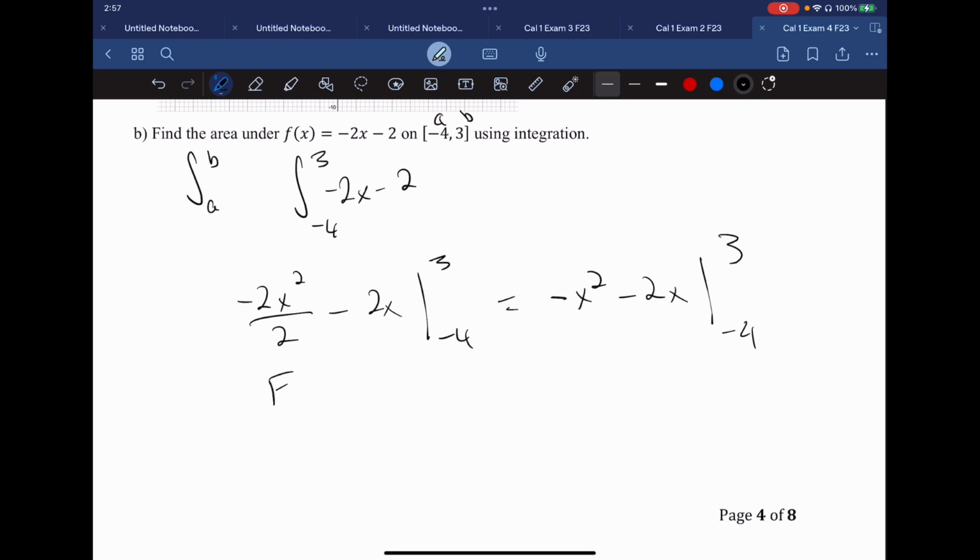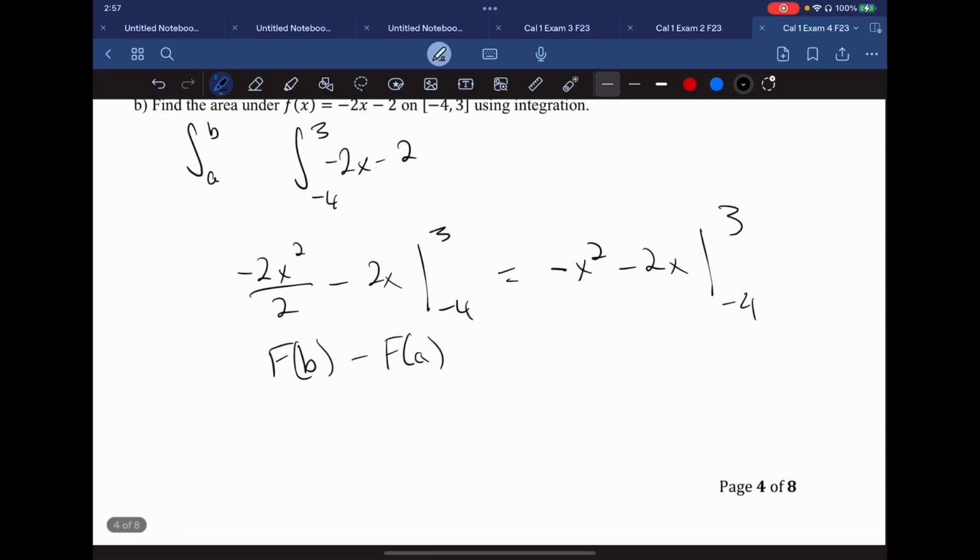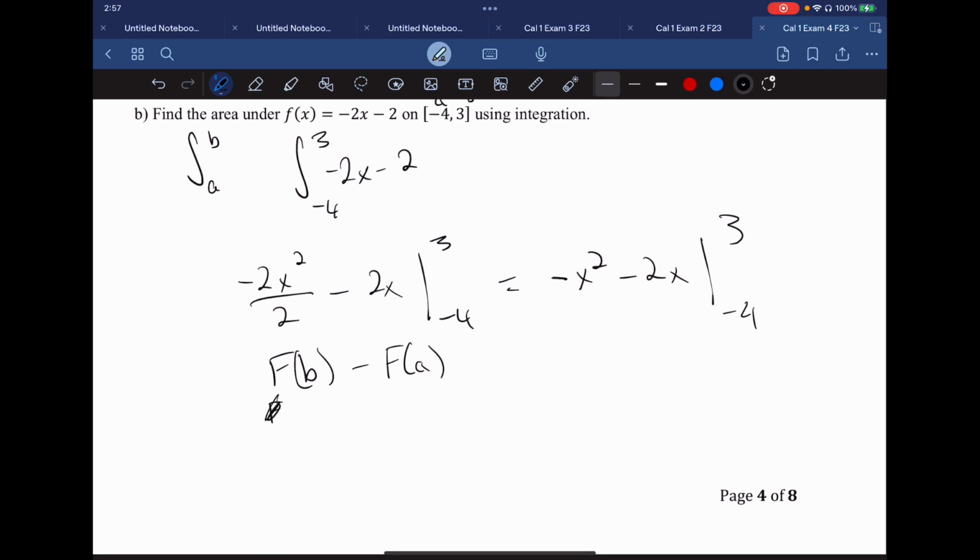So to find the area, you're going to do f of b minus f of a. F of b is going to be f of 3. So let's put f of 3 in there. Negative 3 squared minus 2 times 3. I mean, just 3. Right? And this will be minus f of a, which is going to look like negative 4 squared minus 2 times negative 4. Awesome. Now let's solve for this.